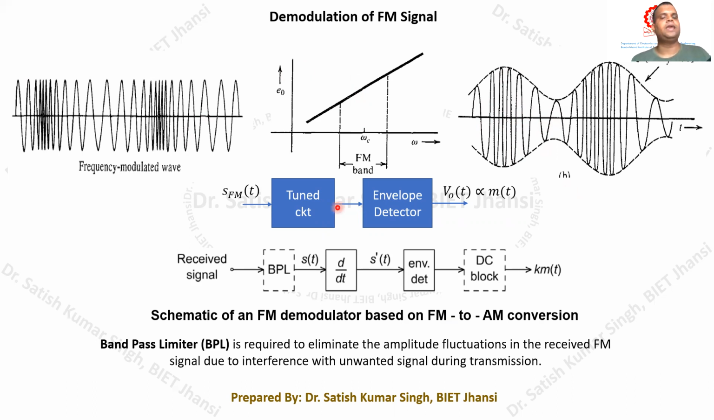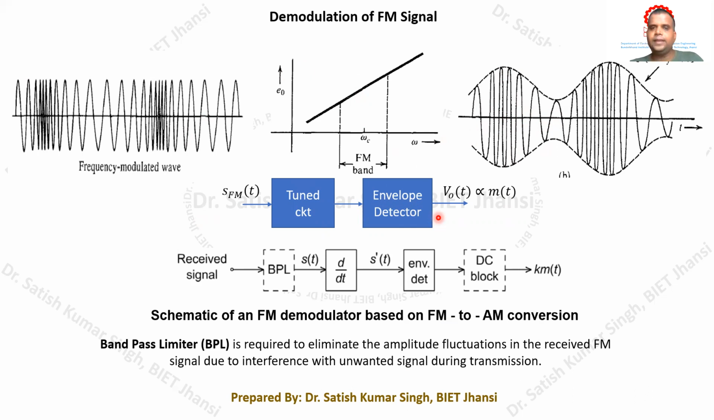Again, what we can have is the frequency modulated signal. If we pass this frequency modulated signal through a tuned circuit, then when this FM signal passes through the tuned circuit, it will be converted into both FM and AM. Once it has this type of waveform, if we pass it through the envelope detector, it is going to give you an output proportional to the message signal m(t). So now you must be able to understand how this FM signal can be demodulated.